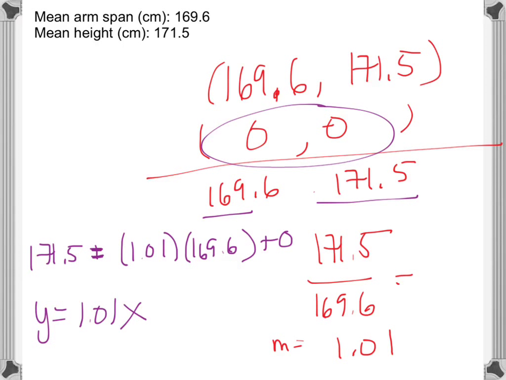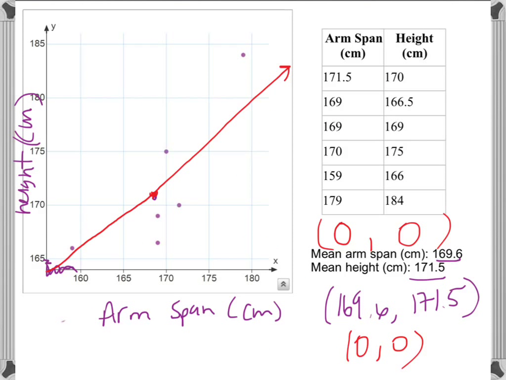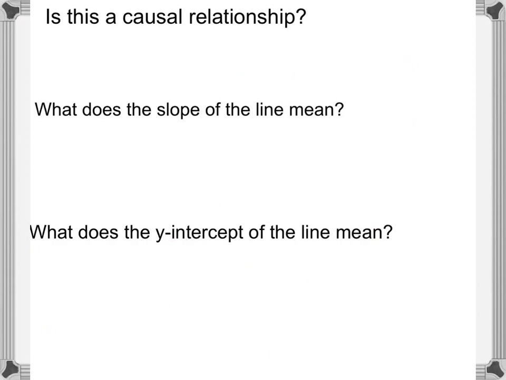Now let's interpret this slope. Oh, I have a couple questions to follow up on this. I should go back and put this on my line. Y is equal to 1.01x. Now, is this a causal relationship? I talked about this before. It's not a causal relationship. They are moderately positively correlated, but one does not cause the other.